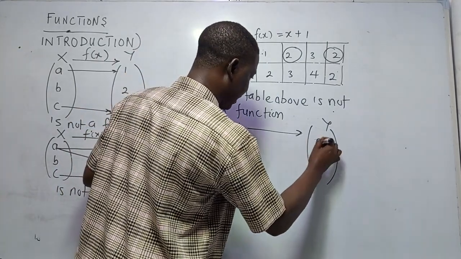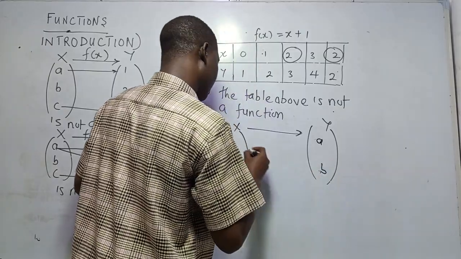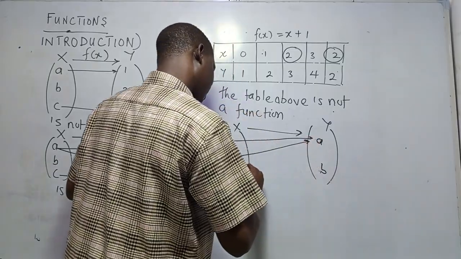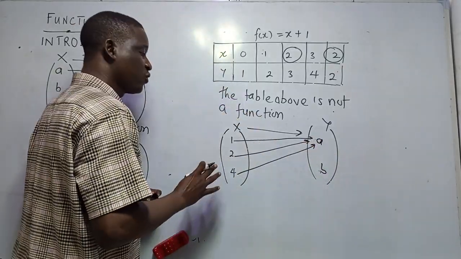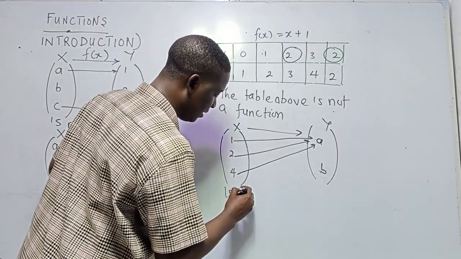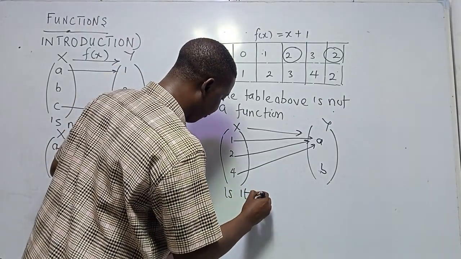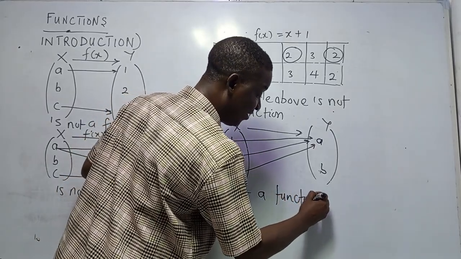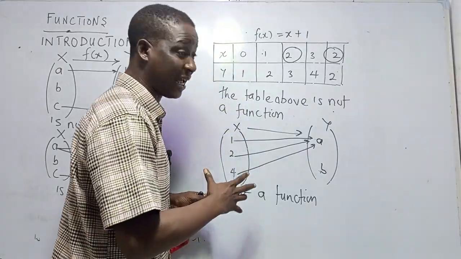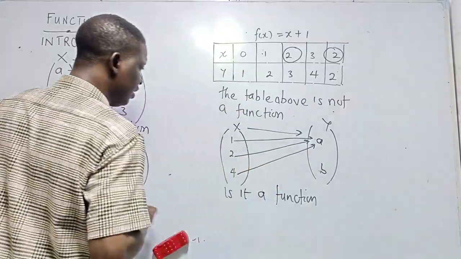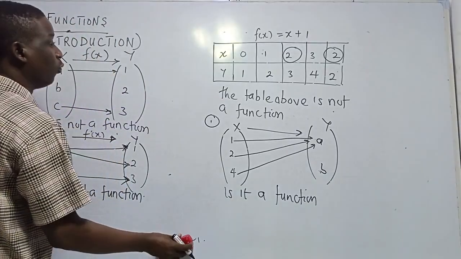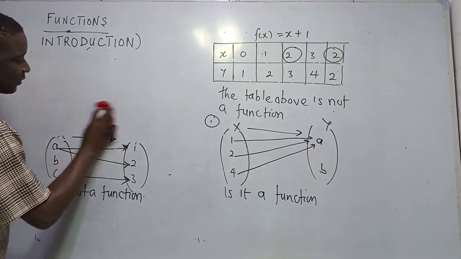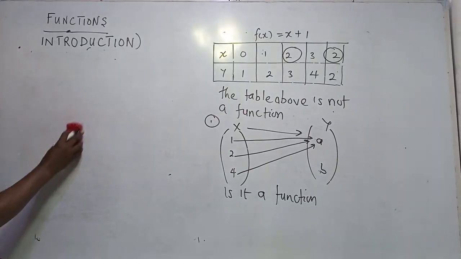No, let me use an alphabet. A, B. Let me give you a diagram like this. Look at the board. Is this one a function? Put your answer in the comment section with a reason, because I've explained it. Now, I want to give this number 1. You tell me whether it's a function. Let me give another one again. Let's classify whether it is a function or not.